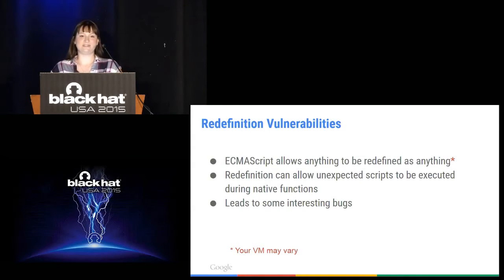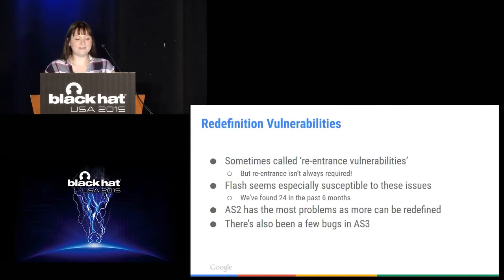I've seen use after free, I've seen overflows, I've seen type confusions, all sorts of bugs. I've heard these types of bugs called reentrance vulnerabilities, but I don't really like that term because reentrance isn't always required. Sometimes all that's required is redefining a method and then calling something else, and that's it. Flash seems especially susceptible to these types of issues. On Project Zero, we've found 24 of them in the past 6 months. Most of them are in ActionScript 2 because that's the ECMA implementation that allows the most to be redefined, although there's also been a few bugs in AS3.